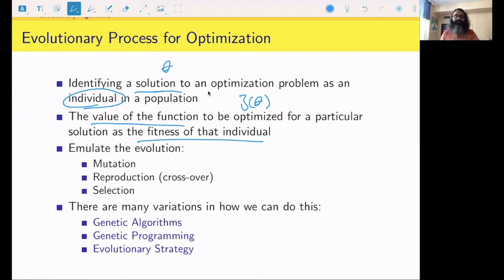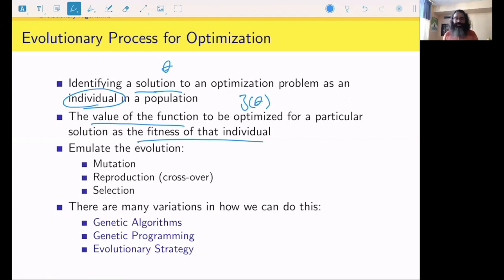The fitness determines whether they have a chance to go to the next generation or not. Fitter individuals have a higher chance to go to the next generation compared to the less fit ones. And in order to use this to solve an optimization problem, we define fitness as the value of that function. Then we try to emulate the process of evolution at some level.